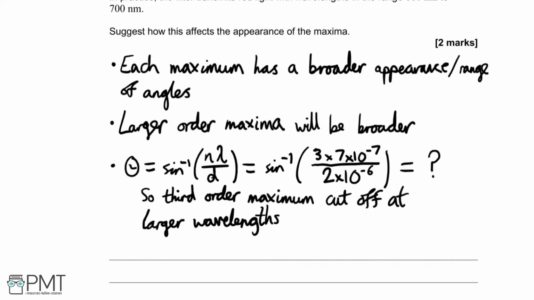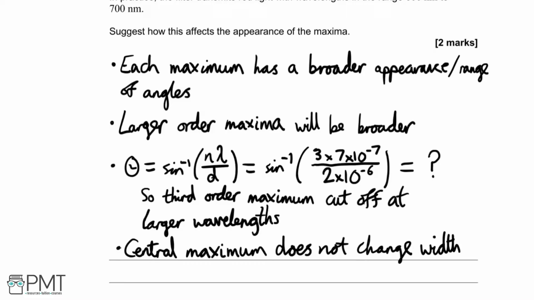So these are all valid points, 1 mark each. The last thing that you could say is also that the central maximum would not change width. So 2 marks there, but a mark for any of those points.